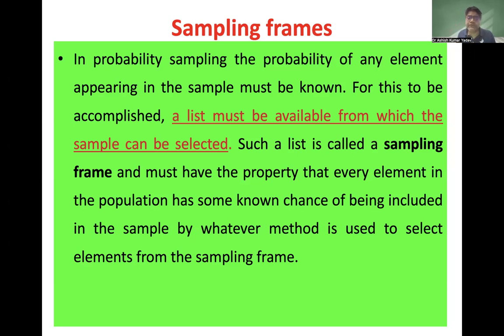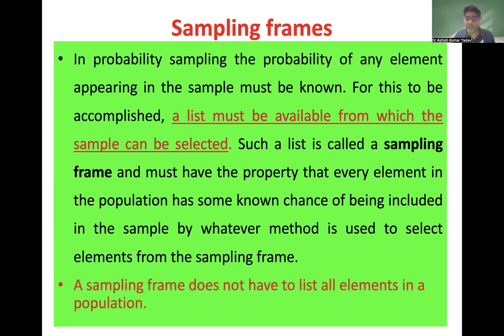A list must be available from which the samples can be selected, and this listing of all the study units is called your sampling frame. If the sampling frame is appropriate, then you can have a good probability sampling technique. But if someone is not able to make a good sampling frame, then the probability sampling may not be effective. Often, we cannot make the sampling frame of the entire population under study. So what we can do is take a sub part and then make a sampling frame.